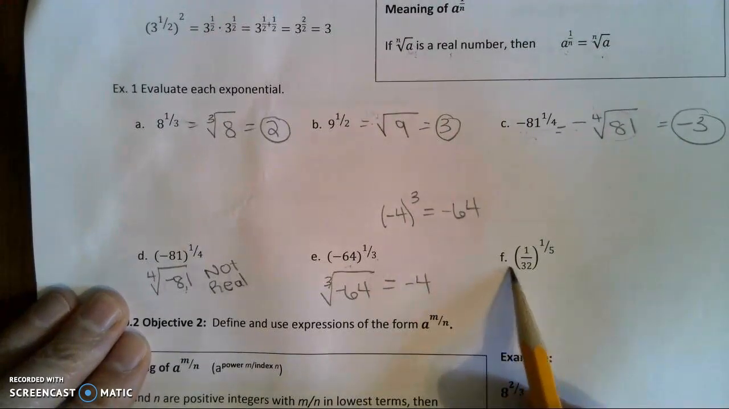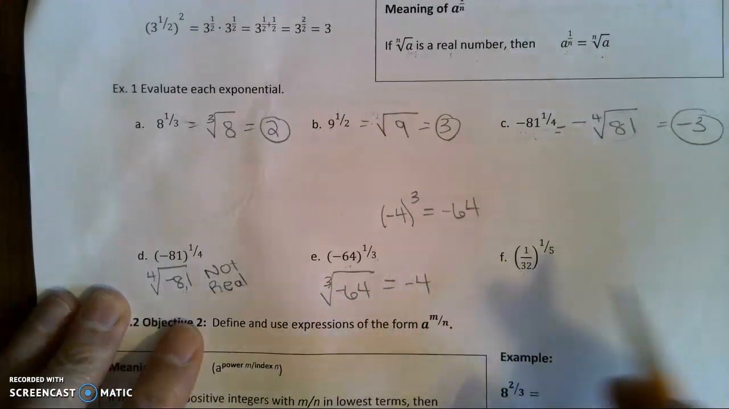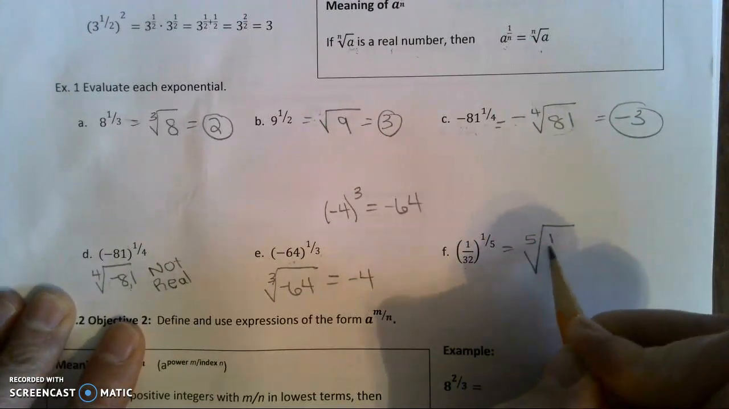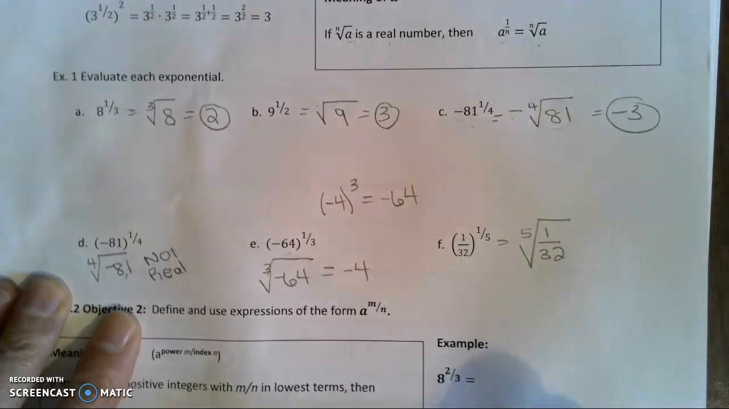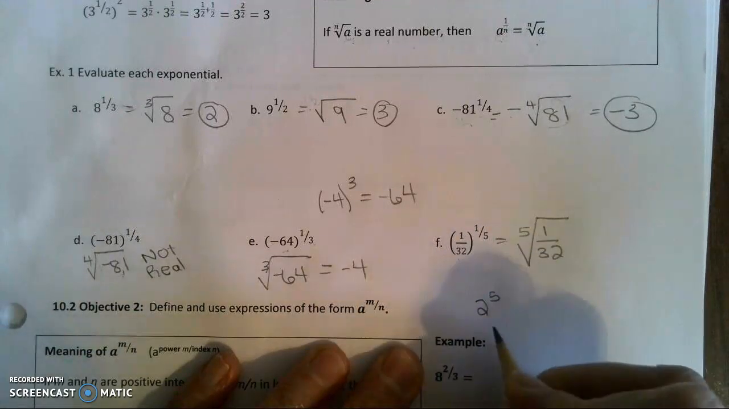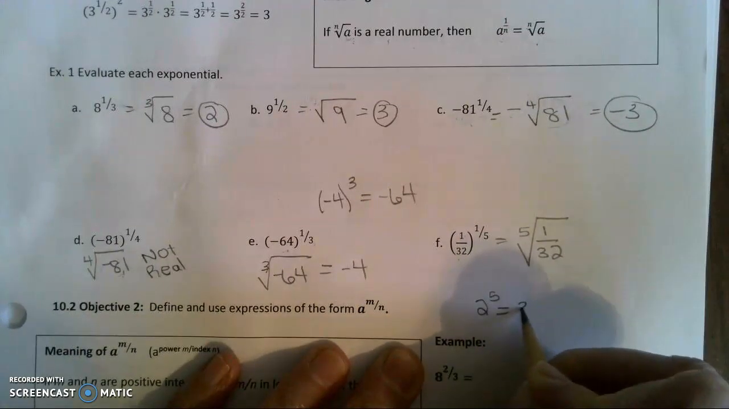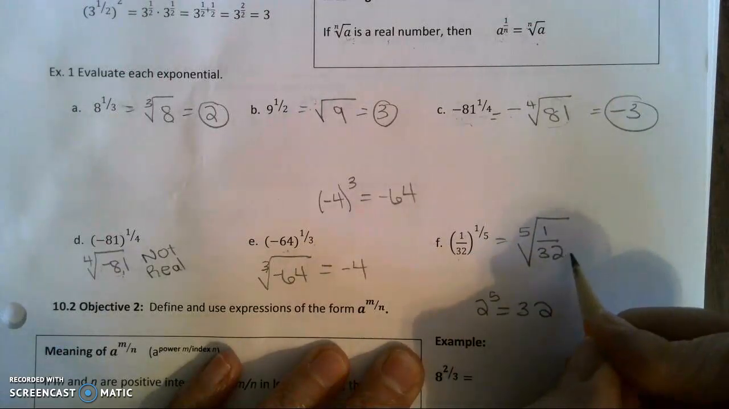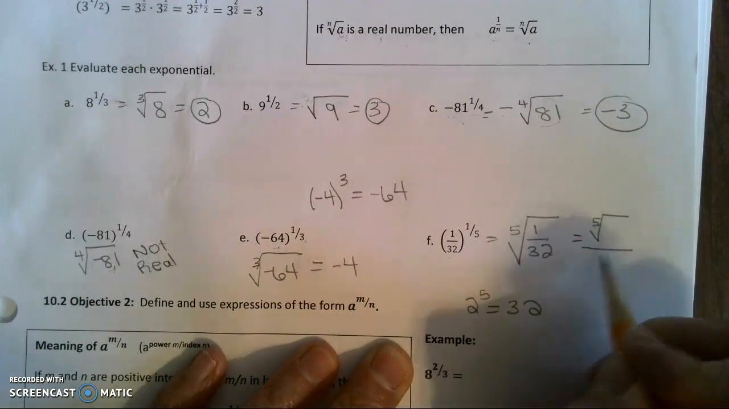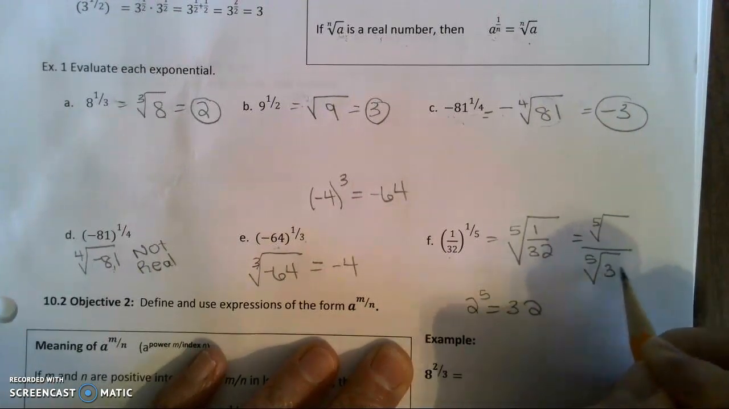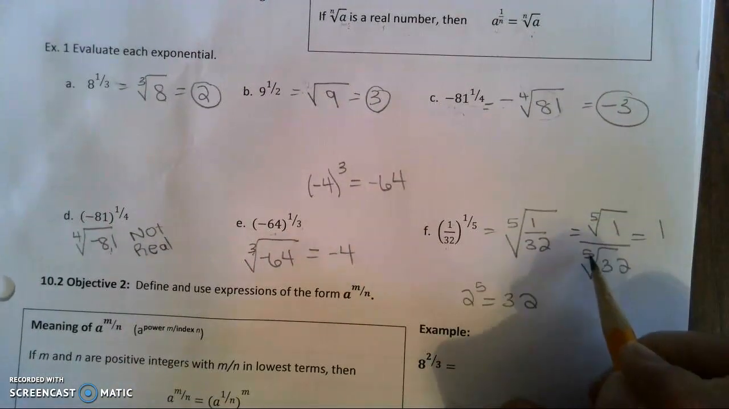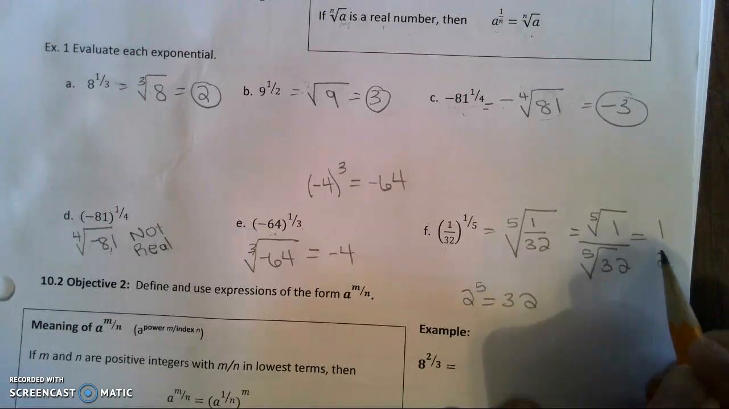Okay, finally, this last one, we're going to find the fifth root of 1 over 32. I know from the previous pages, or just by example, that 2 to the 5th is equal to 32. So I'm going to separate these two, which is one of the rules we'll talk about a little bit later on. Separate the numerator and denominator, which we can do. The fifth root of 1 is 1. The fifth root of 32 is 2. So the answer is 1/2.